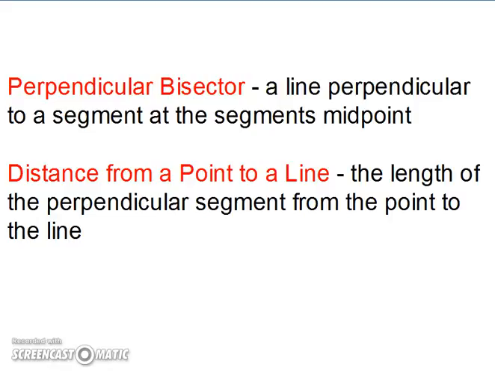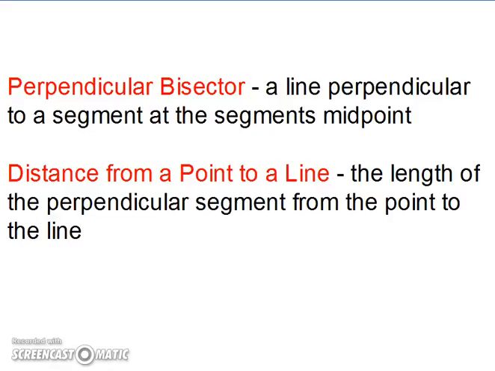Let's look at a couple of vocabulary terms. A perpendicular bisector. A perpendicular bisector is a line perpendicular to a segment at the segment's midpoint. The distance from a point to a line is the length of that perpendicular segment from the point to the line. Think of it this way.